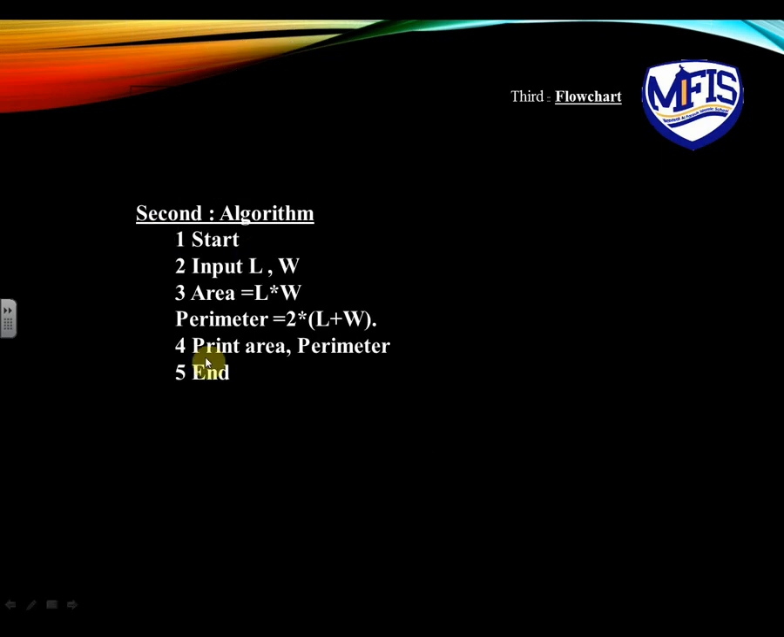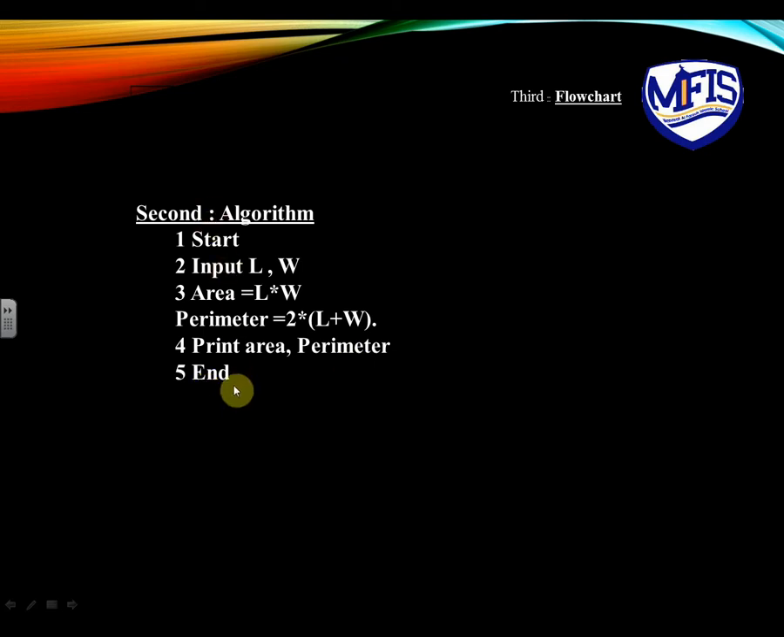Okay, let's go to the second stage, which is algorithm and flowchart. Algorithm, as we said, we should start with the word start and end with the word end. And what about the second step? We need to enter or input L and W. After entering the values of L and W, we can calculate the area and perimeter according to their equations. Area equals L times W, perimeter equals 2 times L plus W. Finally, we can print or output area and perimeter and go to end.